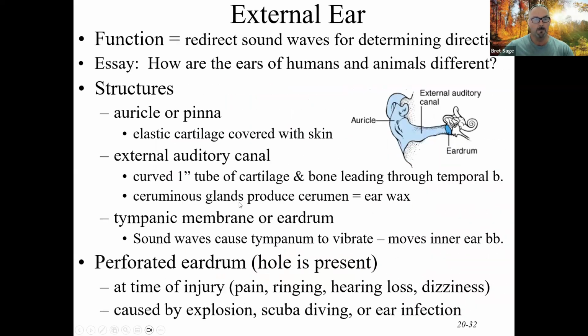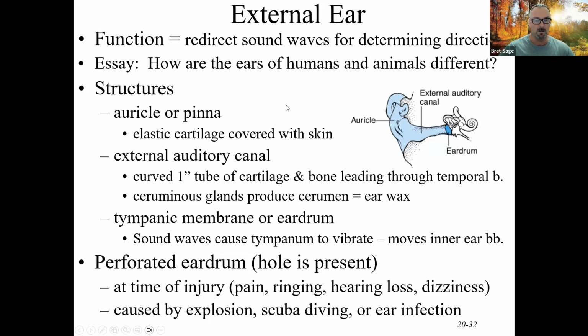The external ear. What is the function of your external ear? It's to redirect sound waves to determine directionality. Now, the text may say this thing on the side of your head is for focusing sound waves into your ear tube. It is not. Only the part that you can touch with your finger right in the center here does that. All the rest of this is to just determine directionality, to give us above and below in terms of sound. I will not ask you about the ears of humans and animals being different, so you can skip that.